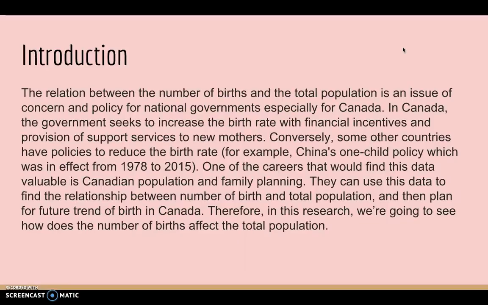Conversely, some other countries have policies to reduce the birth rate, for example, China's one-child policy, which was in effect from 1978 to 2015. One of the careers that would find this data valuable is Canadian population and family planning. They can use this data to find the relationship between the number of births and total population and then plan for future trends of birth in Canada. Therefore, in this research, we're going to see how the number of births affects the total population.